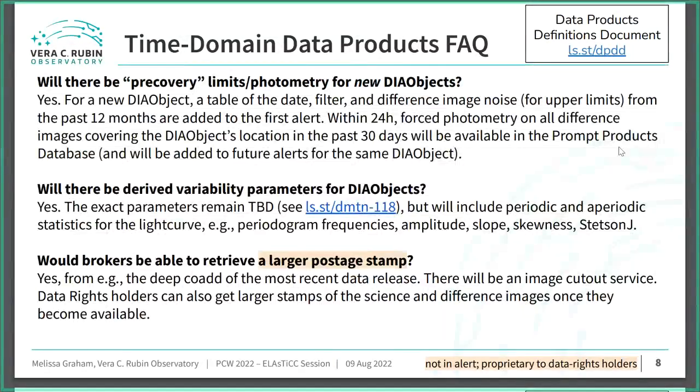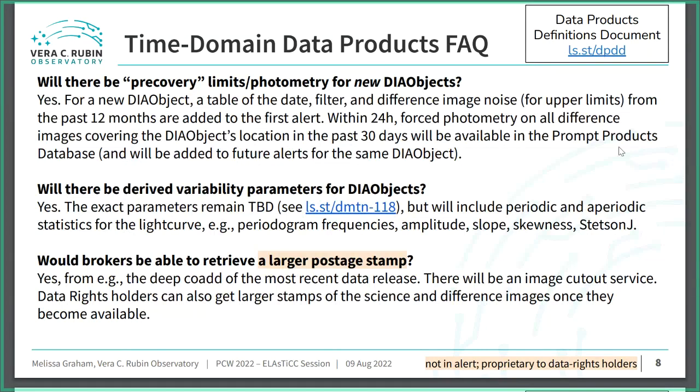Okay, if there are no more questions for now, feel free to continue on. Okay, I'm going to go straight to the FAQ you requested, which was, would brokers be able to retrieve a larger postage stamp because that 30 by 30 pixels doesn't get you the full host galaxy? And the answer to that is yes, you can retrieve them. For example, from the DeepCoAdd from the most recent data release, that's probably the easiest thing to use. There will be an image cutout service. There's a prototype of that ready actually now that we're starting to use with DP0.